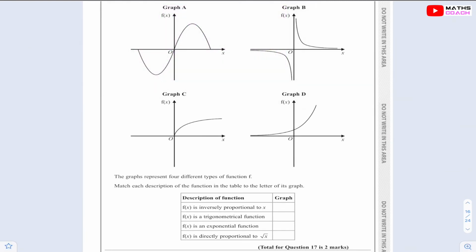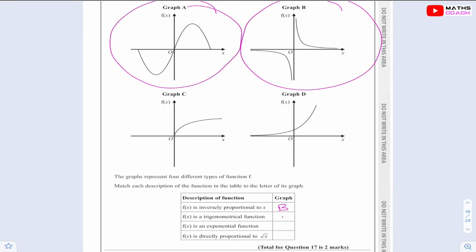All right, so we want to find a graph which is inverse proportion. Now, inverse proportion is this graph right there. So that's B. Next, we want to find a trigonometrical function. So this looks like graph A right there. Exponential function, that's just sticking out like a sore thumb right there. So D. And direct proportion to the root of x.